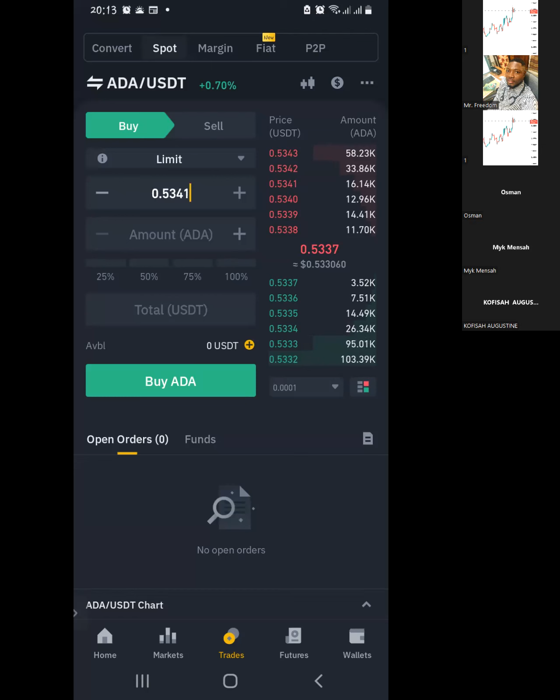And below that you have ADA stroke USDT, which is the trading pair that we are using. So they're telling you that you are trading against USDT. So you are using USDT to buy ADA. If you switch to sell, it will tell you that you are selling ADA. So when you sell ADA, your ADA will be converted into USDT.